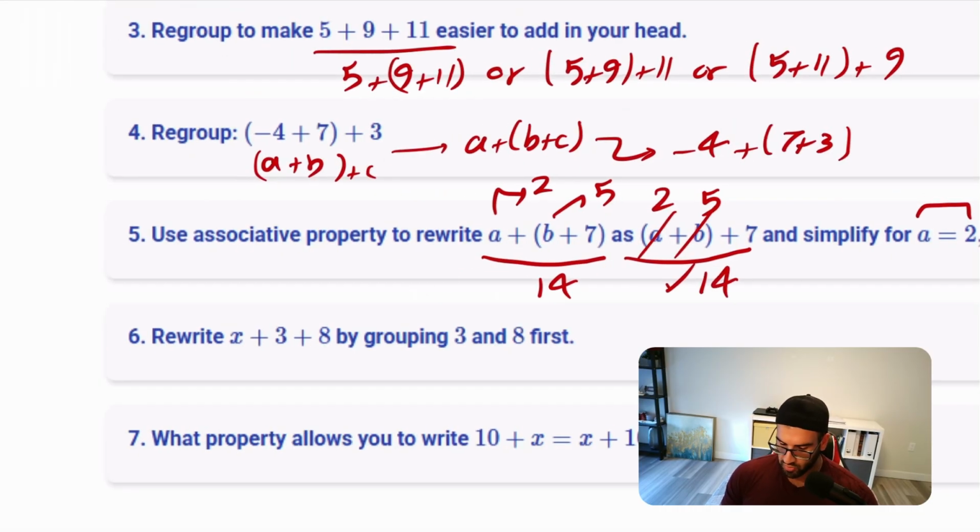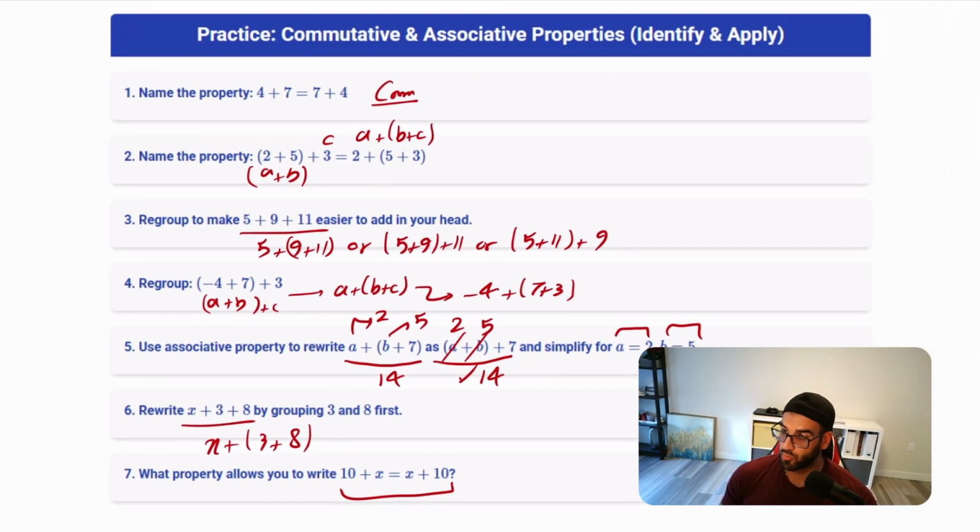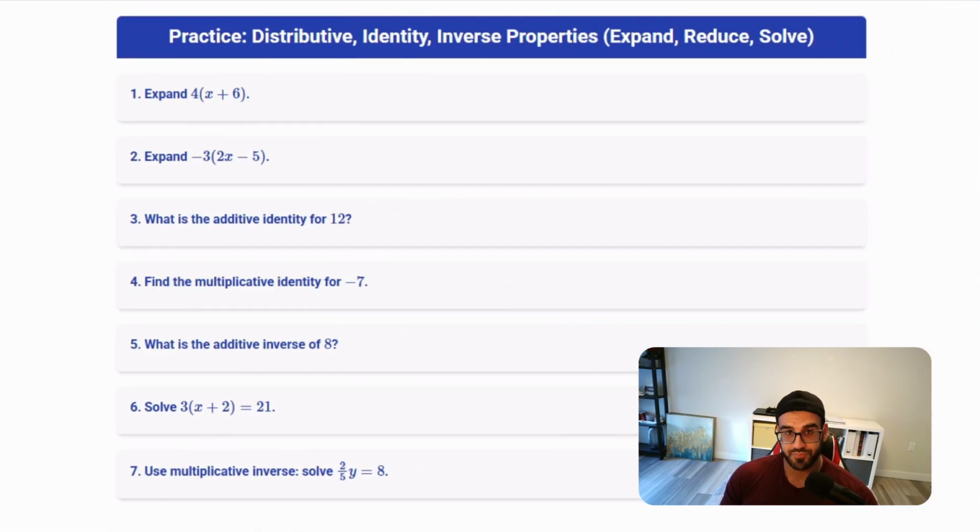So rewrite by grouping of 3 and 8 first. So at this point, I do have x plus 3 plus 8. Again, associative. What property allows you to write this one as this one? Again, this one was about the commutative property itself. So after that, we had some kind of rules about the expansion itself. If you remember, the first one was about this distributive property.